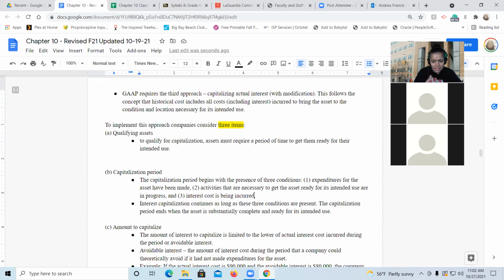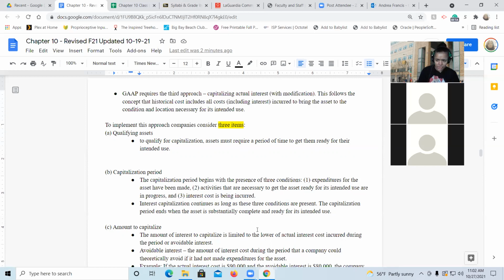To start capitalizing interest, you must have actually made payments towards the construction of the asset. Construction must have actually started and interest is being incurred, right? You can't capitalize interest if you aren't actually incurring any, like if you have a zero interest loan or you have no loans. And then you continue capitalizing interest while those three conditions are present.